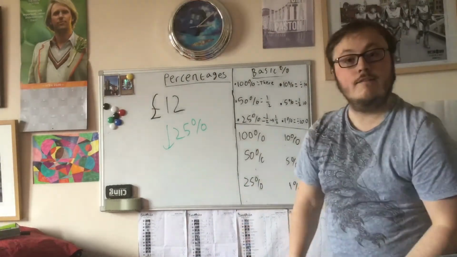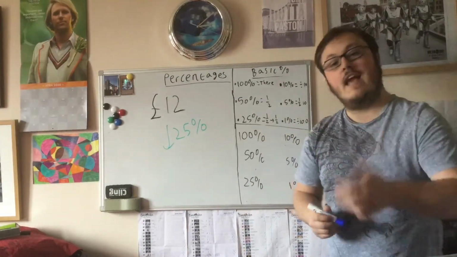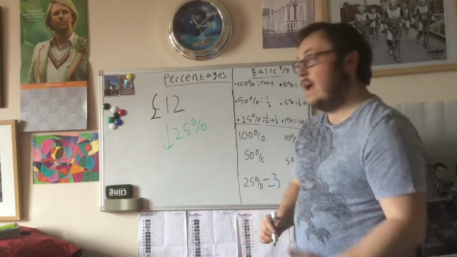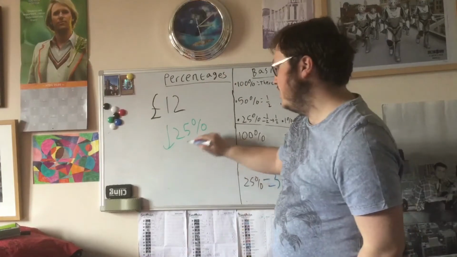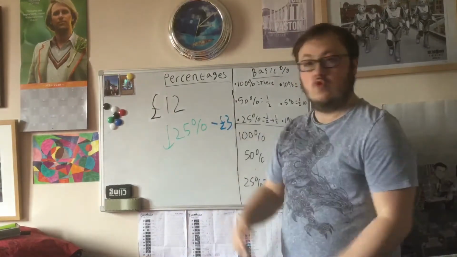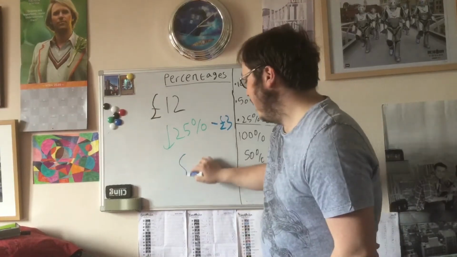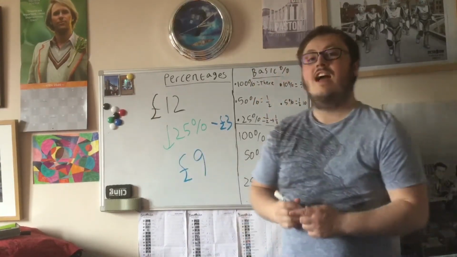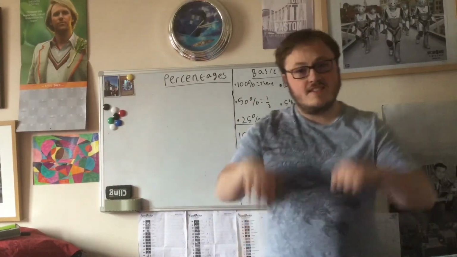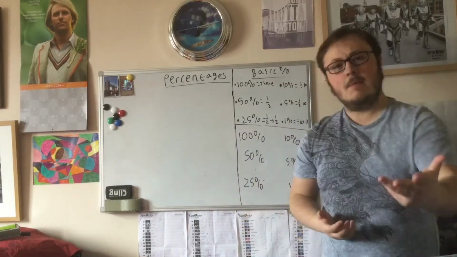So what's half of 12? It's 6. And what's half of 6, because we're halving it again? It's 3. So all we have to do, because it's being reduced, is take away £3 from 12. And what's 12 take away 3? That will get us £9. And that is how much I spent on this shirt. But not only can things decrease by percentages, things could also increase by percentages. Let me give you an example.